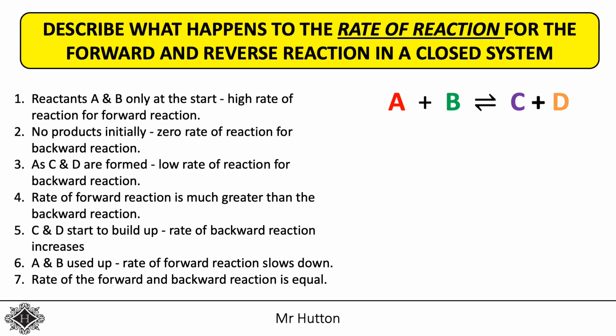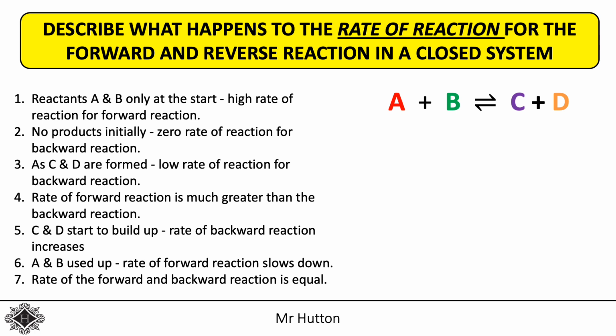As C and D begin to be formed, they would then start to react again at a low rate of reaction because the concentration is very low initially, so the frequency of collisions won't be often. So there would be a low rate of reaction for the backward reaction. So that's point number 3 there.